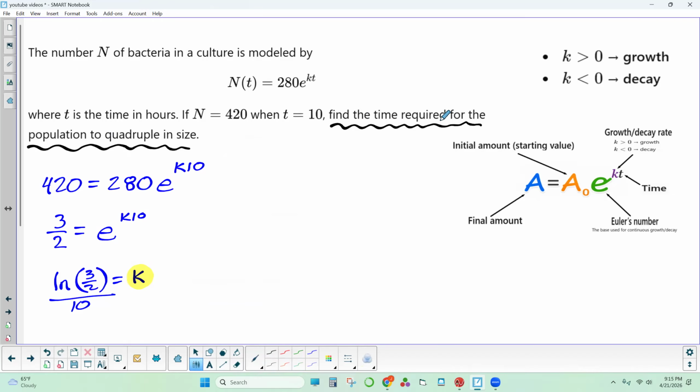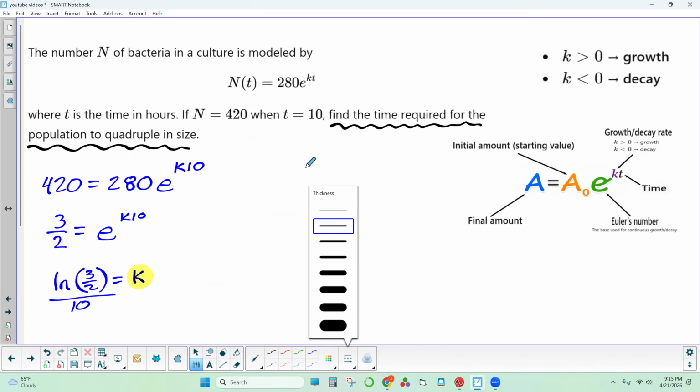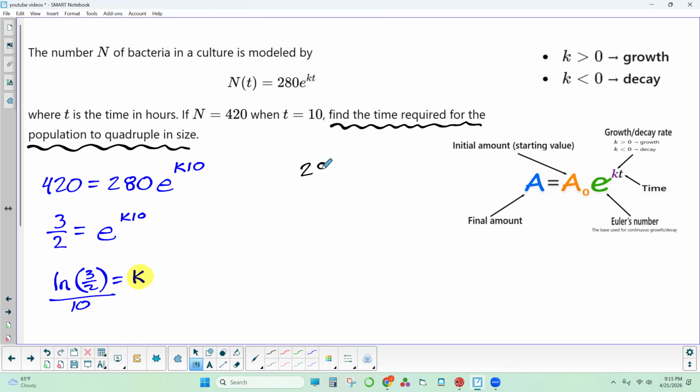Now we can find the time required for the population to quadruple in size. So let's go ahead and do that. We start with 280. If we quadruple 280, 280 times 4 is 1120. And then we've got times e.